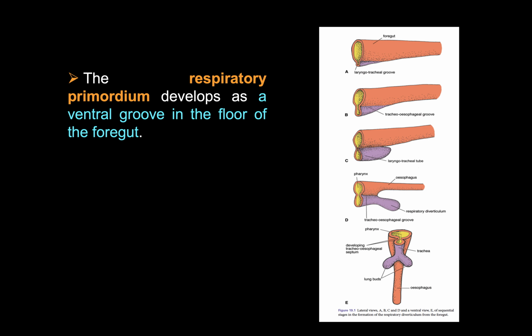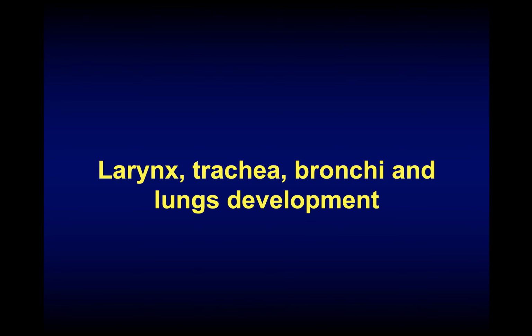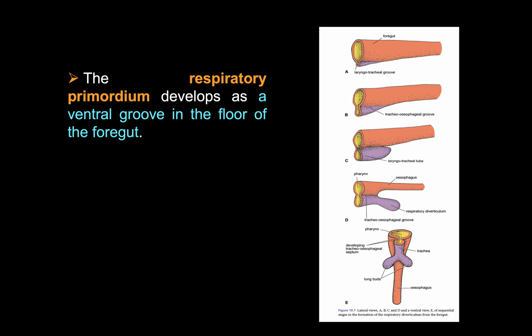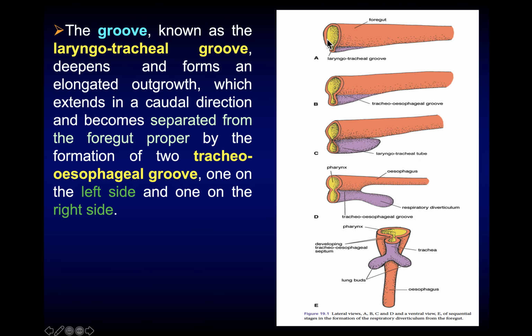Now we are going to talk about the development of the larynx, trachea, bronchi, and the lung. Early in the development, we know that the foregut is formed before the formation of the respiratory system. Usually, the respiratory system is developed from the ventral portion of the foregut. So the primordia of the respiratory system develop as a ventral groove, see this groove here, from the floor of the foregut. This groove is called the laryngotracheal groove.